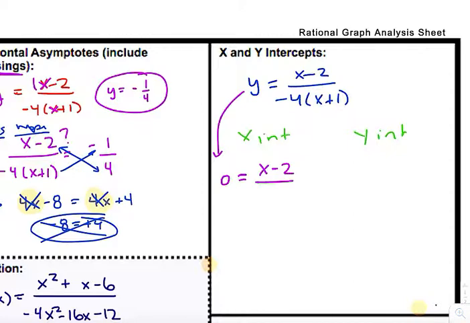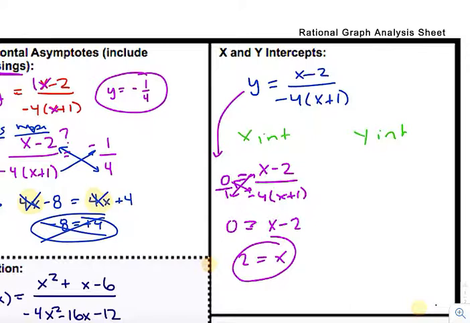x minus 2 over the quantity negative 4(x plus 1). Now if we think of this in terms of cross multiplication, that will result in a 0. And so is this going to be 0, and cross multiply the other way is equal to x minus 2. And so if we solve for x, we actually are going to have an x-intercept at x equals 2.